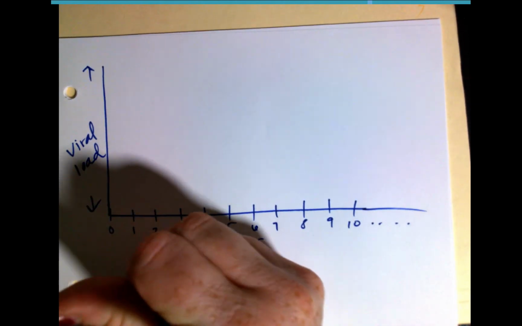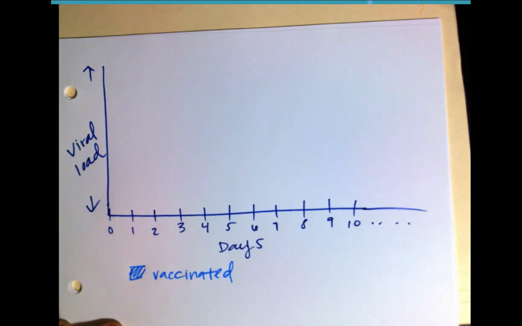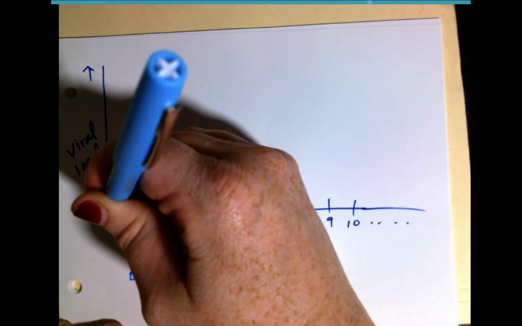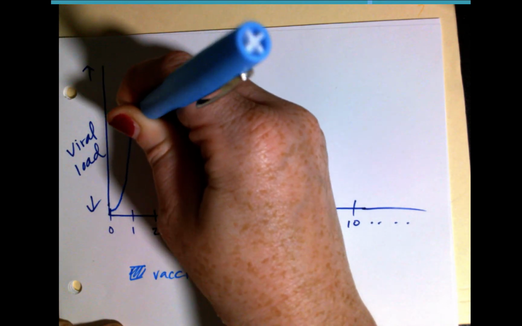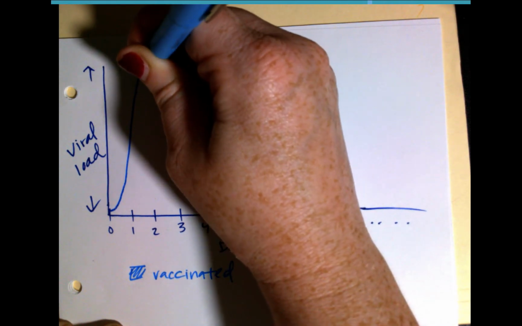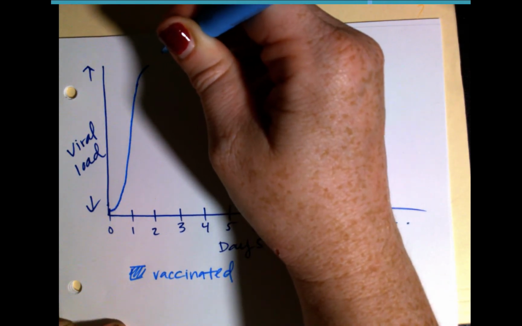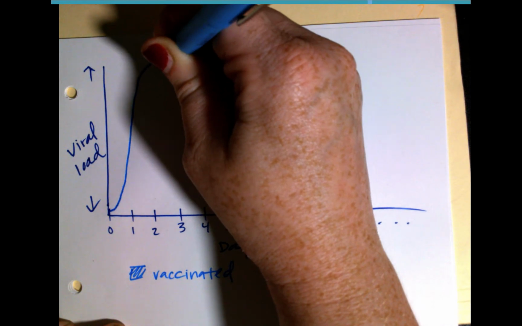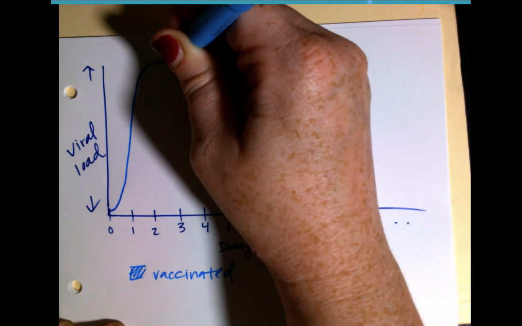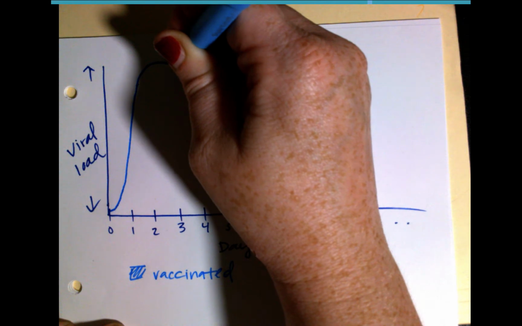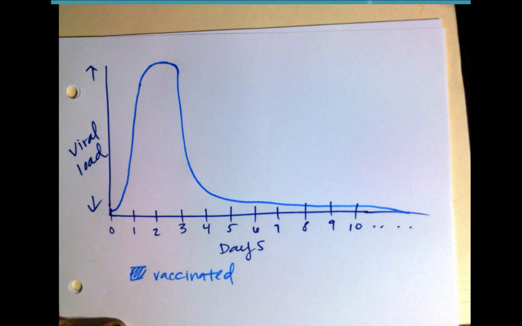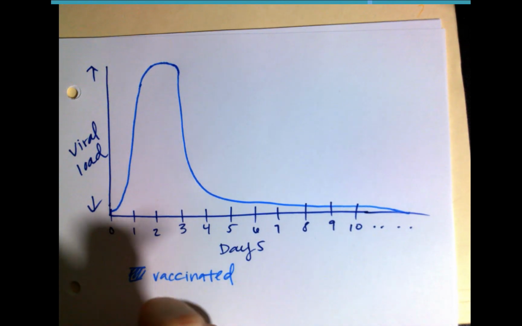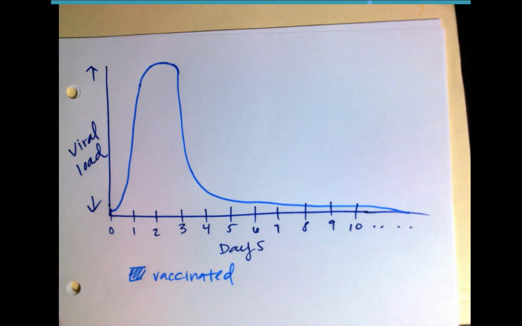So if you're vaccinated, it's going to look more like, by the way, when you have a high viral load, it doesn't always mean that you have symptoms. But a lot of times it could be that you do have symptoms. In the vaccinated individuals, you're going to probably have more mild symptoms. And then in the unvaccinated, you're more likely going to have more severe symptoms. So let's just say that's vaccinated.